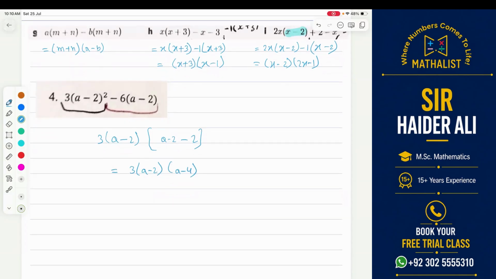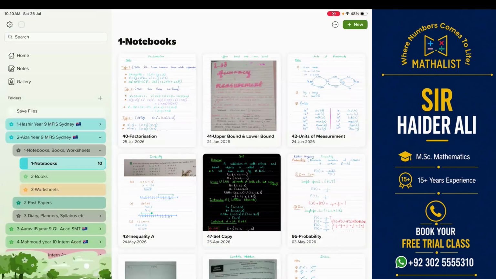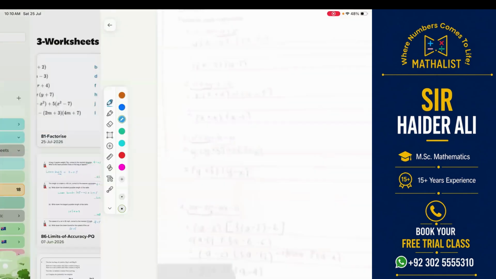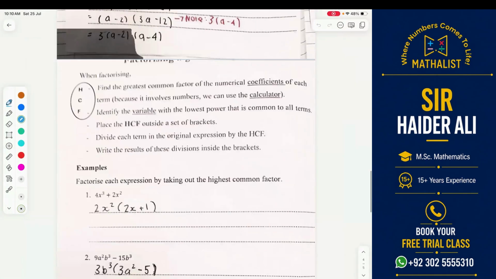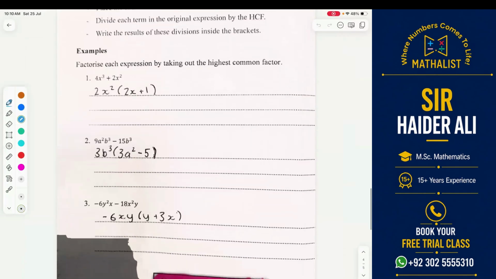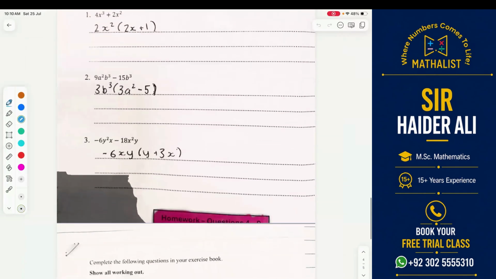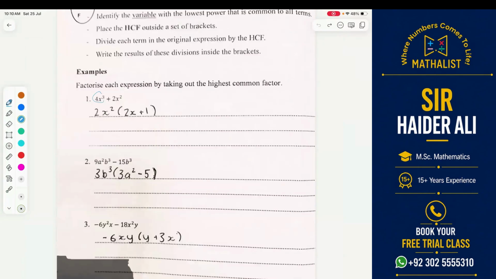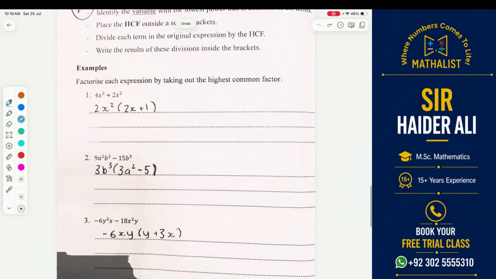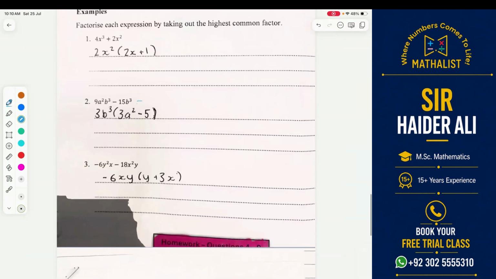And now for the next. Similarly, here 2x common, 2x here, and here we have 2x plus 1. Here 3 common, and also from here 3b cube. So only 3 3 the 9, 3a square minus 5 left.